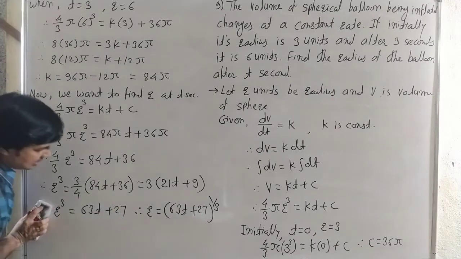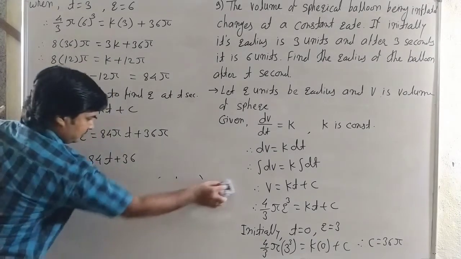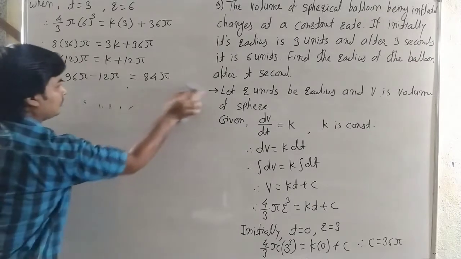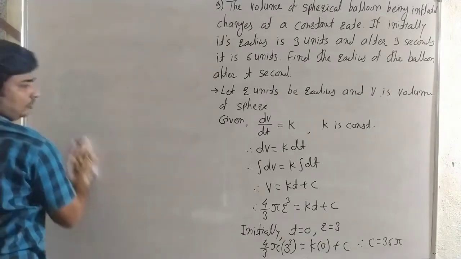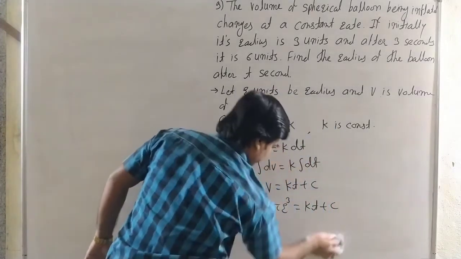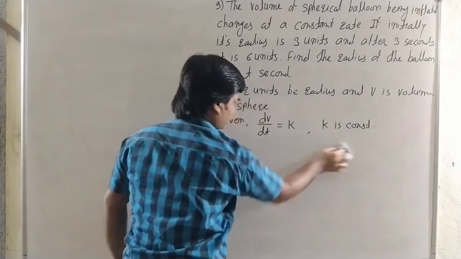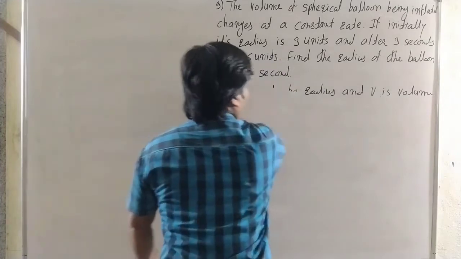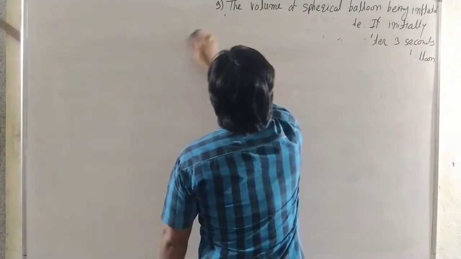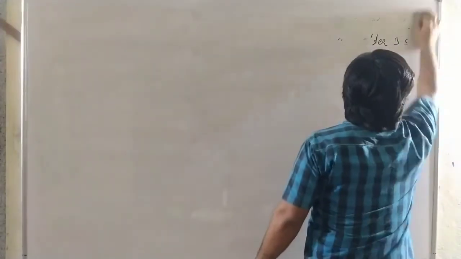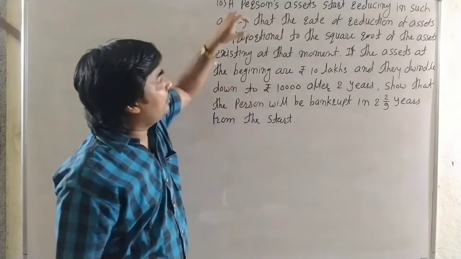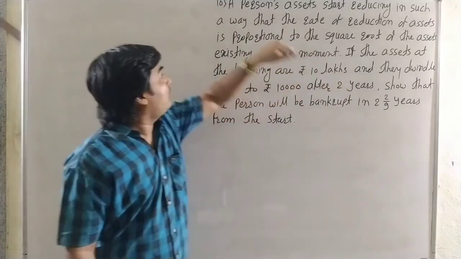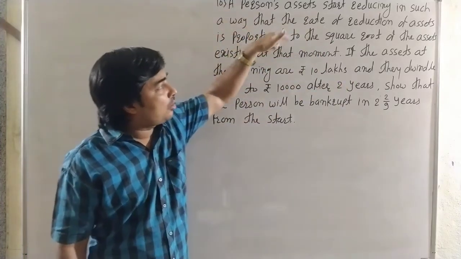Now we see the last example. Now it is the last example. A person's assets start reducing in such a way that the rate of reduction of assets is proportional to the square root of the assets.